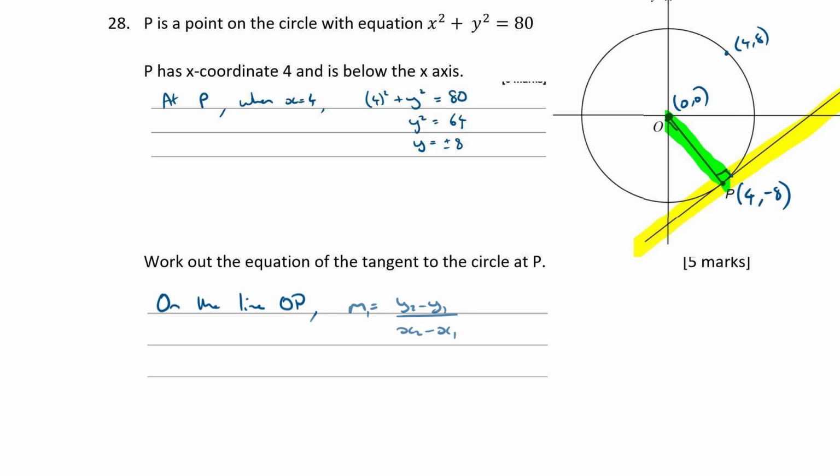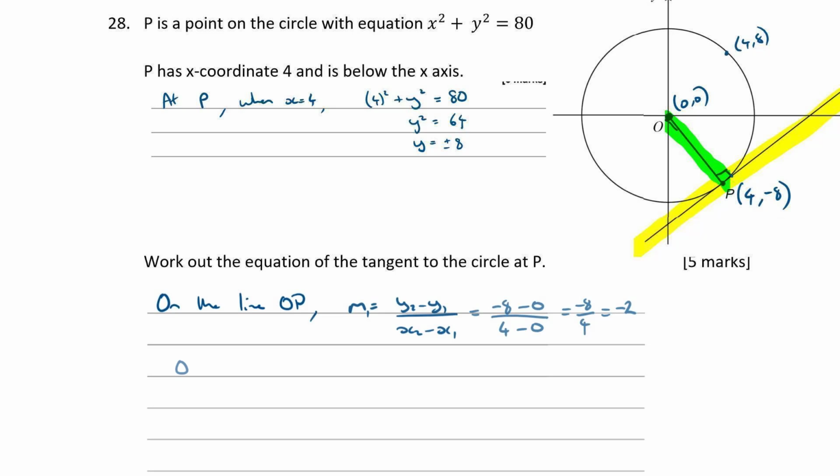Okay, so subbing that in carefully, I'm going to get y2, which is minus 8, subtract 0, divided by x2, which is 4, subtract 0, which is what? So negative 8 divided by 4, which gives me a gradient of negative 2. So my line OP, my radius, has a gradient of negative 2. And I'm going to call this point up here T, so I can refer to it as PT.